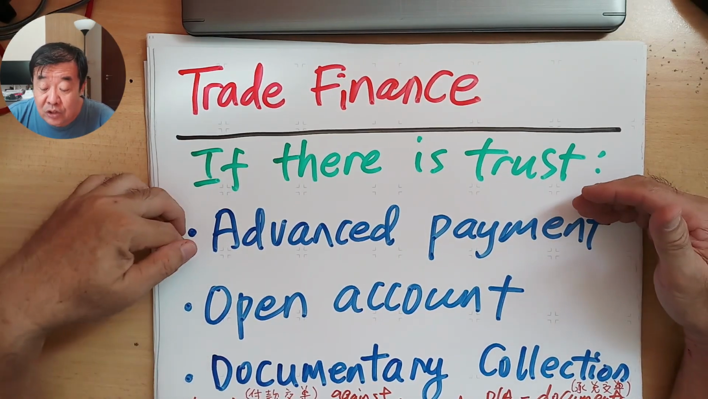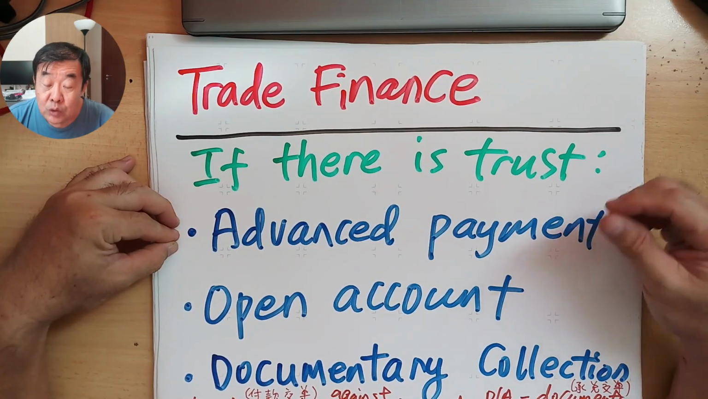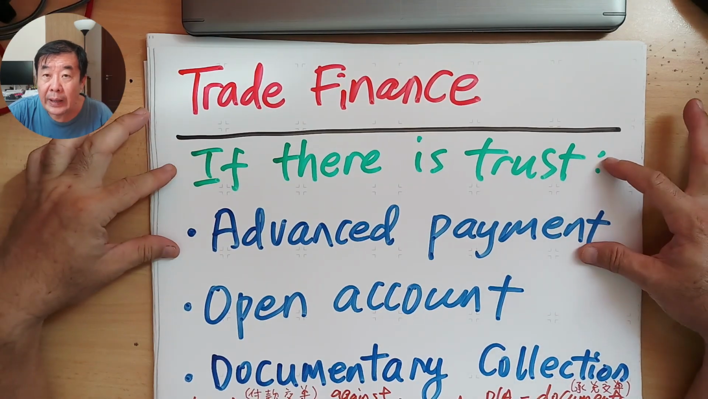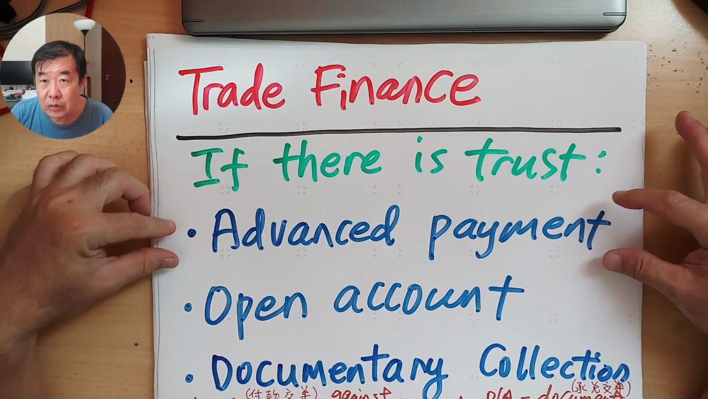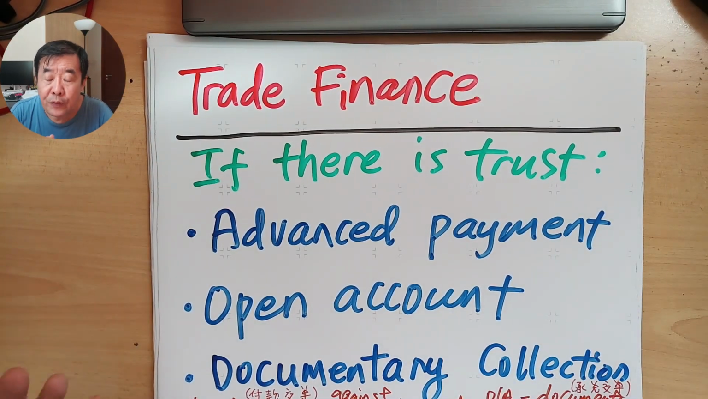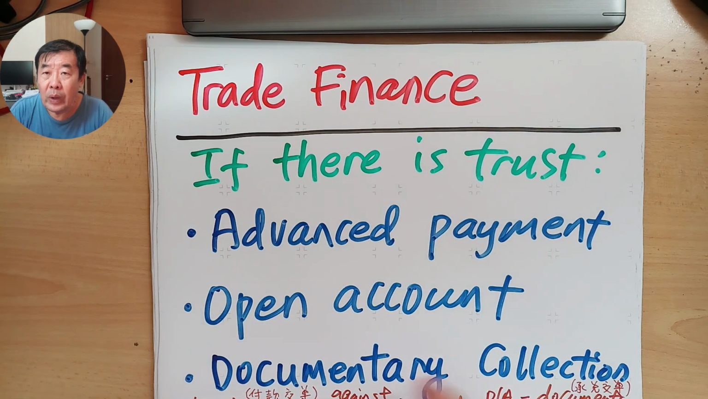So if there is trust, then both parties, importer and exporter, can use advance payment, or they can use open account, meaning there are no terms. Once I send it to you, then at your best time you pay me the money. So it's like open account. They trust each other, will fulfill their obligation. It could be money on the way, goods on the way. So this is an open account arrangement.